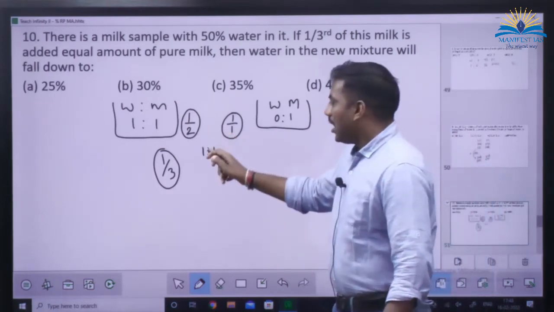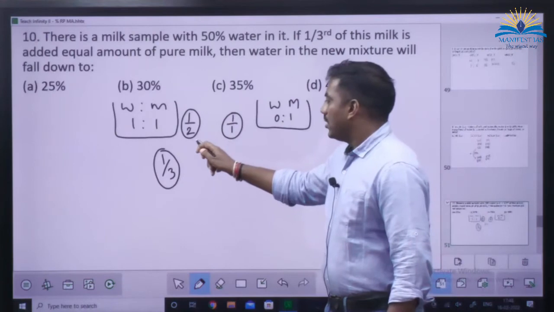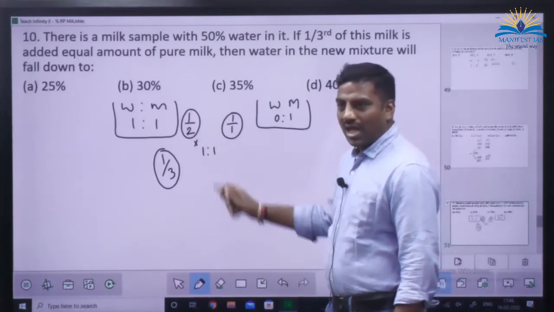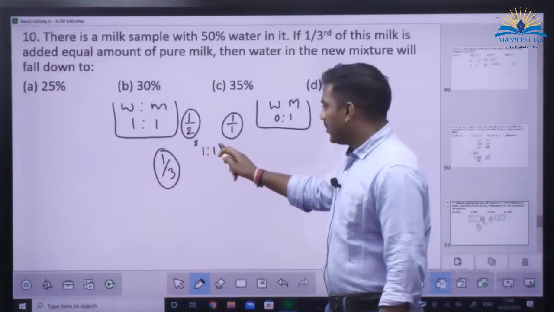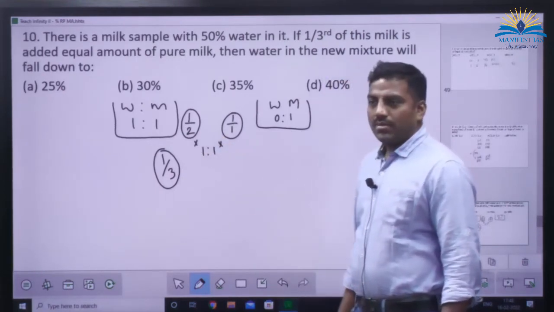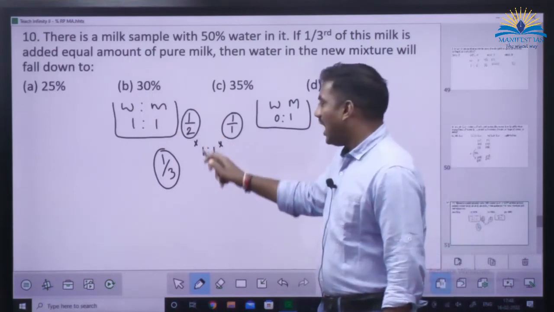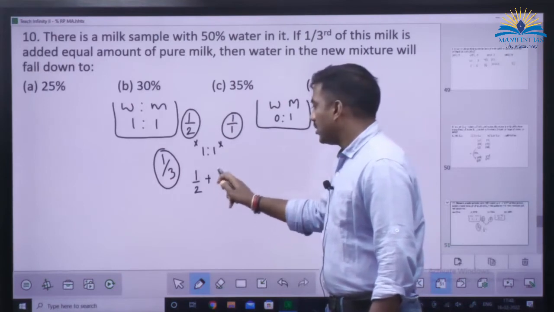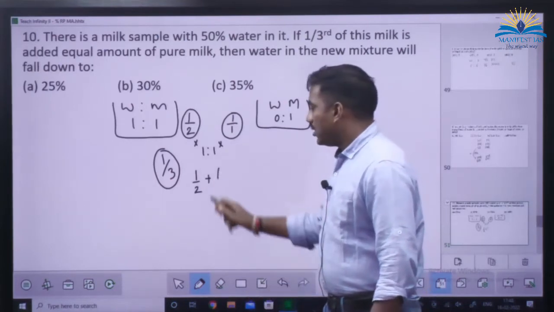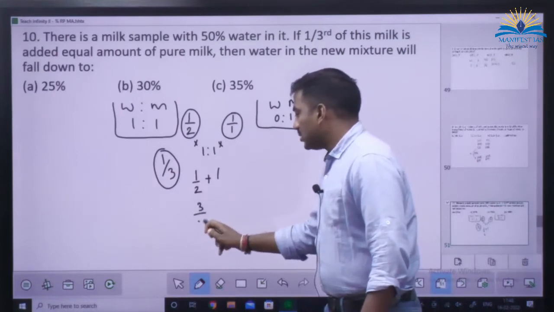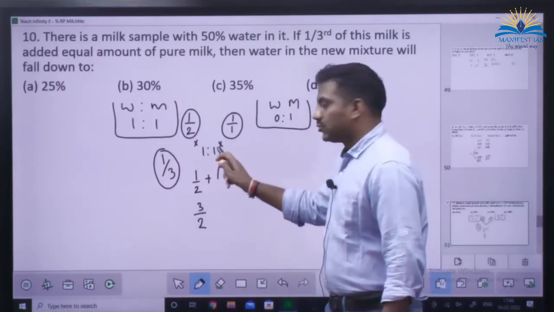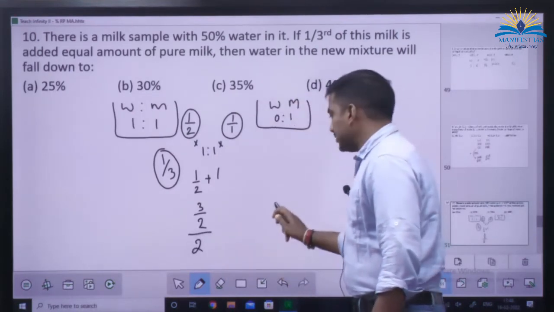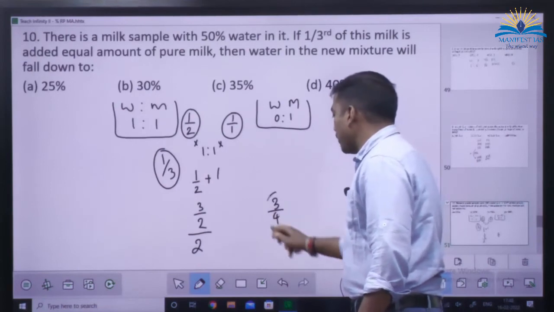So half into 1 liter, let's say. Half pure milk, 1 liter, and purest milk, 1 liter. So half into 1 is half, plus 1 into 1, 1. So total how much is it? 3/2, but 1 plus 1. Now the purity of milk is what?